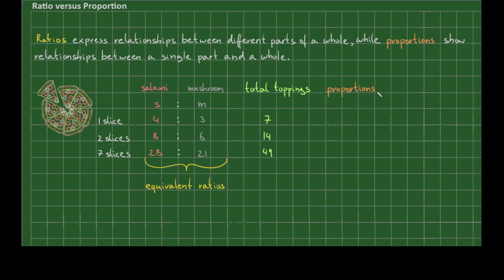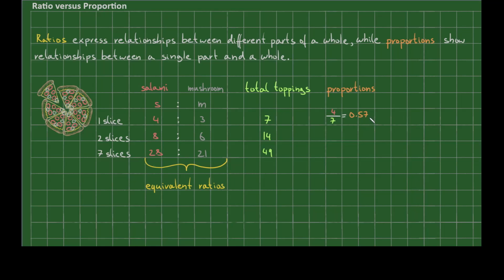In this case, we can talk about proportion of salami and proportion of mushroom. If I was to calculate the proportion of salami on a single slice of pizza, I would need to look at how many pieces of salami I have, in this case 4, and divide that by the total number of pieces, that is 7. And if I calculate this, I will end up with 0.57 when rounded to 2 decimal places. And so the proportion of salami would be 0.57.